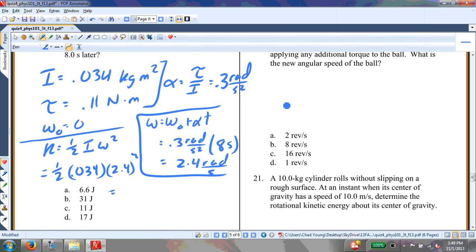Let's see, yeah, my mistake was up here. This is incorrect. My torque was, I did the inverse of this, so it's 0.11 over 0.034. That gives me 3.2. Let me erase some of this stuff. Sorry about this.